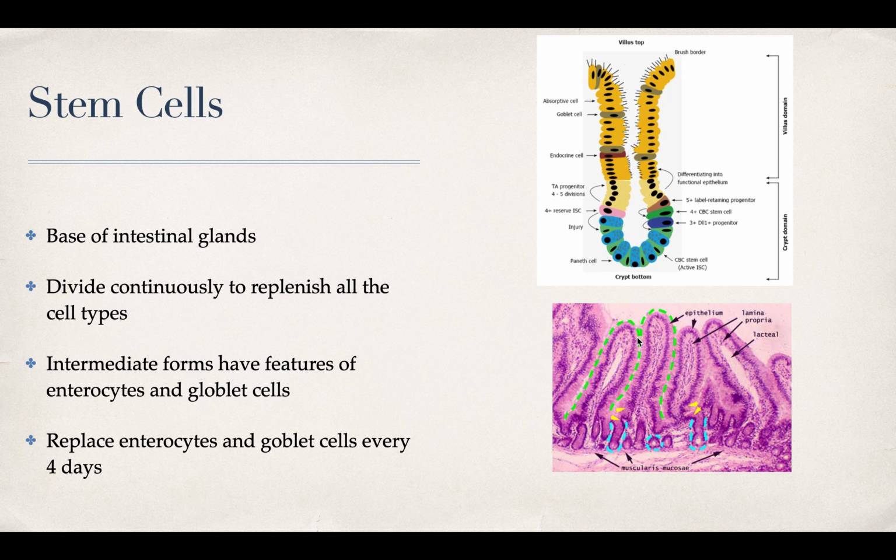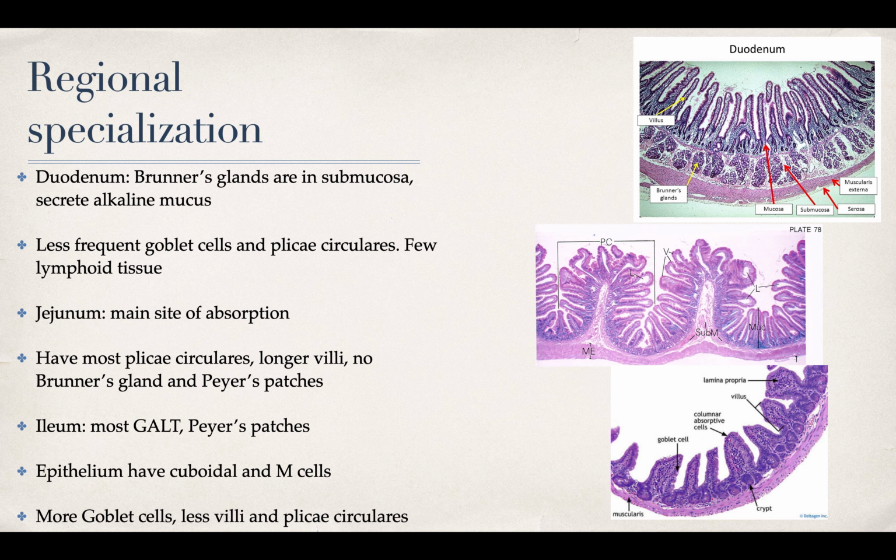Okay, so the stem cells lie at the bottom of the glands, and they push up to replace whatever is lost. And the intermediates, well, they're still switching and differentiating. They have the features of both the enterocytes and the goblet cells. So there's both absorption and secretory function. And those will replace the enterocytes and the other goblet cells every 4 days. So the turnover in the gut is pretty fast.